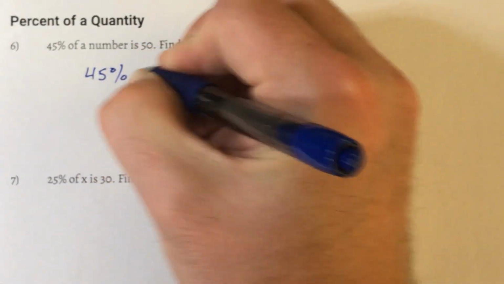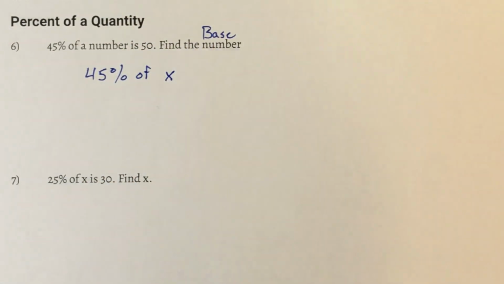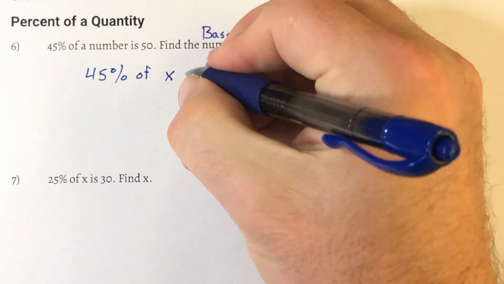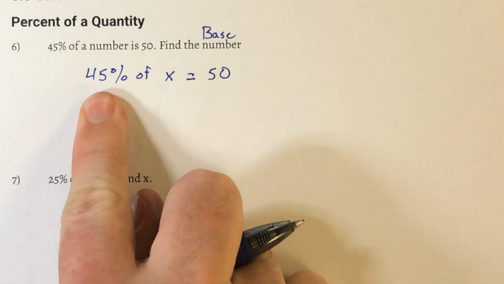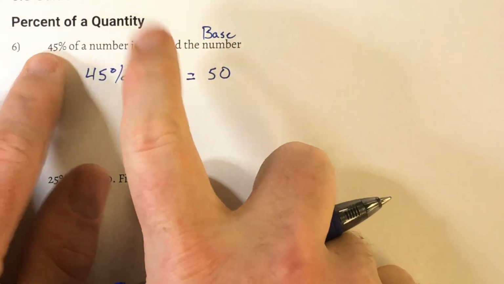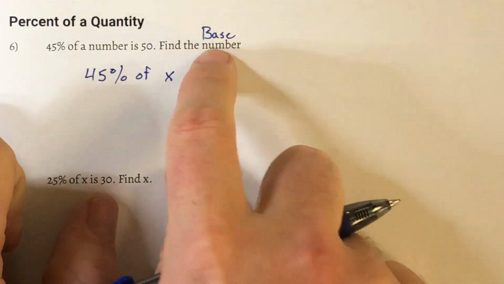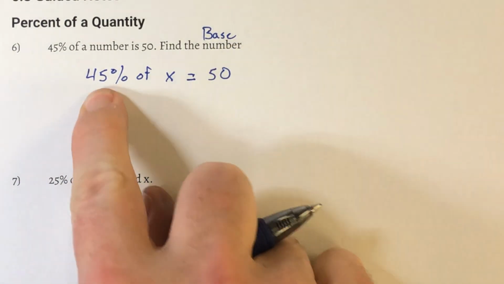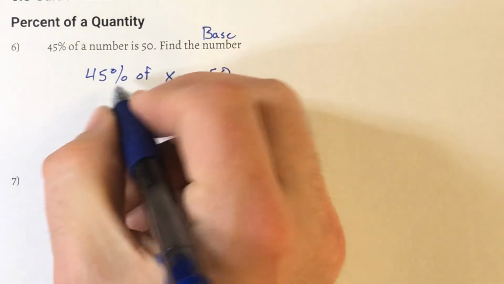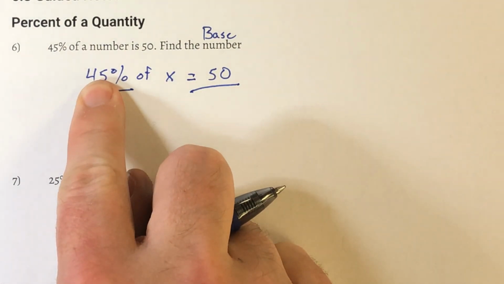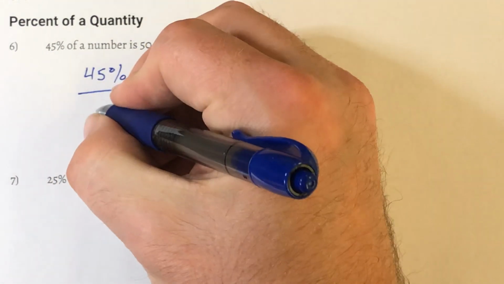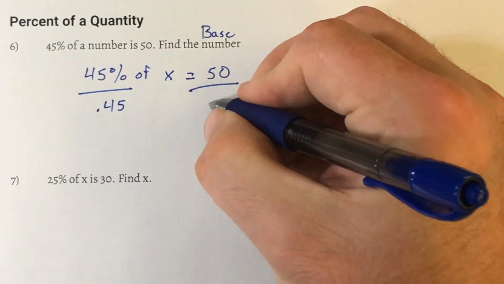So we're going to basically rewrite that. 45% of a number, and I just usually use x, is equal to 50. So 45% equals 50. It's telling you these two things are the same thing. So you're finding everything. This part is that part. All right, what do I do when I'm doing a base? Divide by the percent in decimal form. So 45% is 0.45 as a decimal.